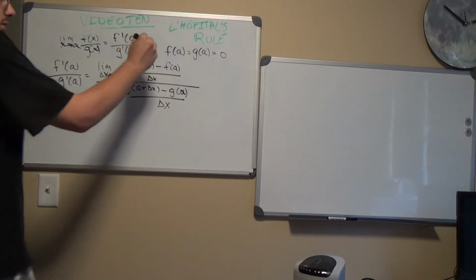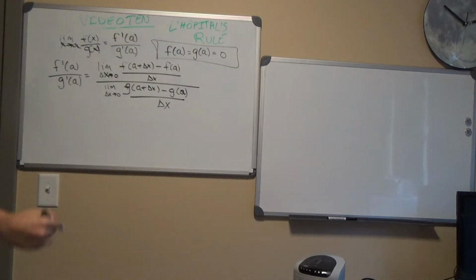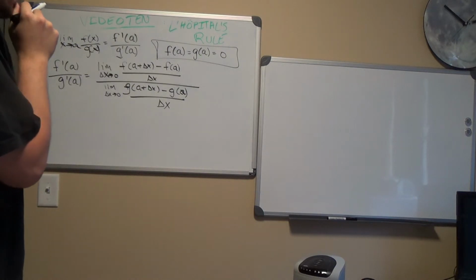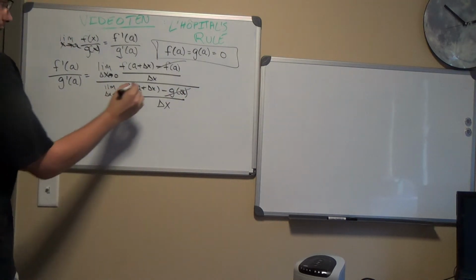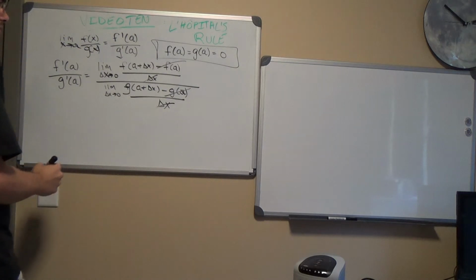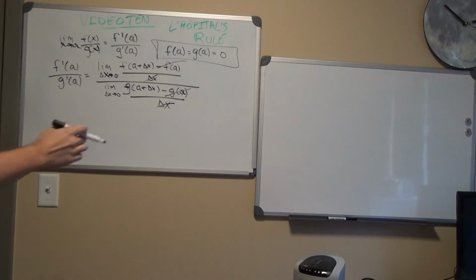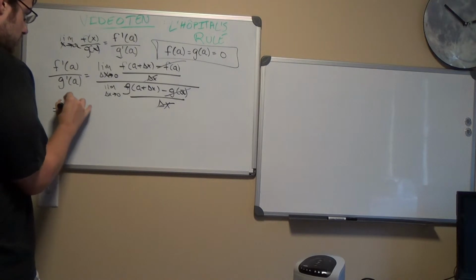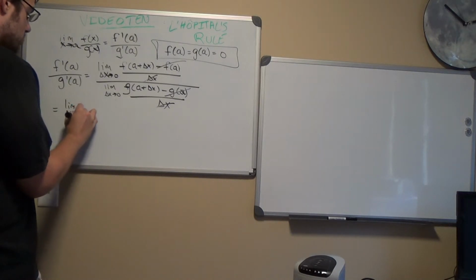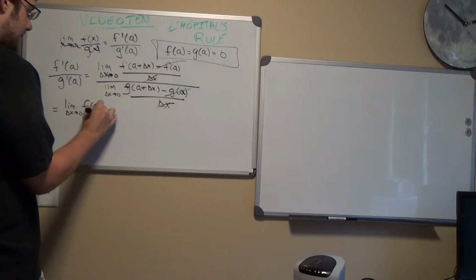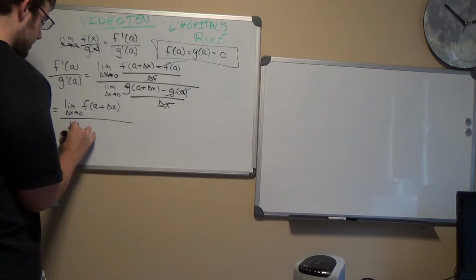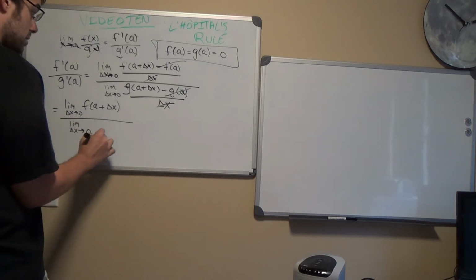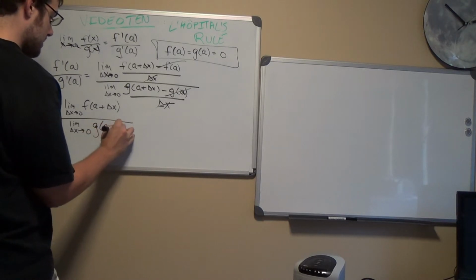Now, earlier we stated that the condition has to be that f of a equals g of a is equal to 0. So we can get rid of these two. And because these are limits as delta x approaches 0, we can also get rid of the delta x's. So we end up with the limit as delta x approaches 0 of f of a plus delta x divided by the limit as delta x approaches 0 of g of a plus delta x.